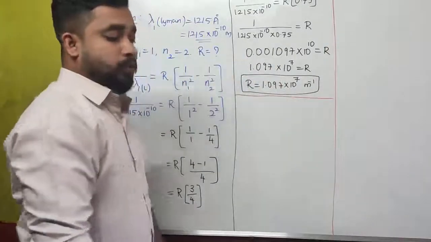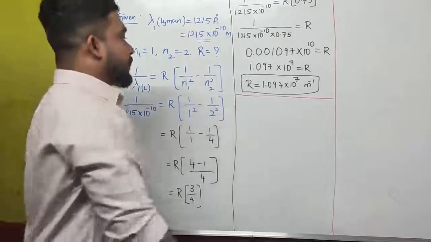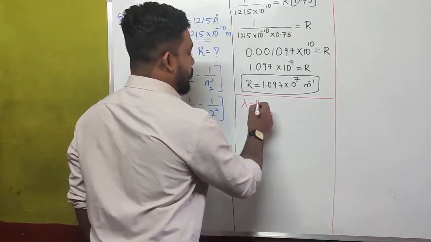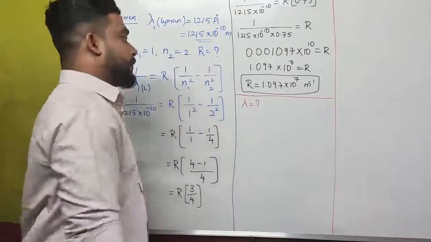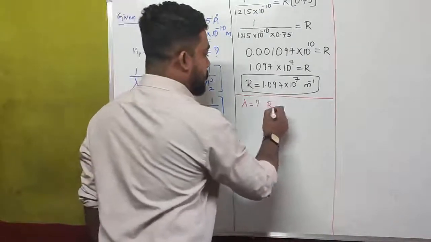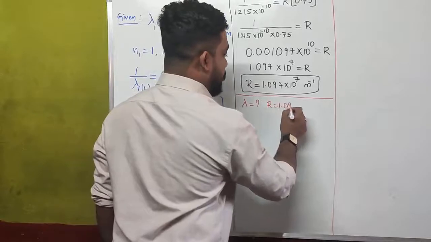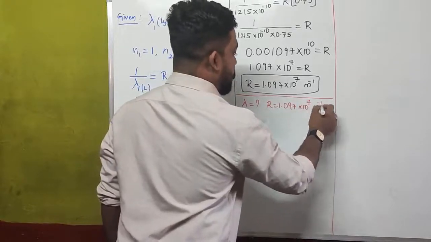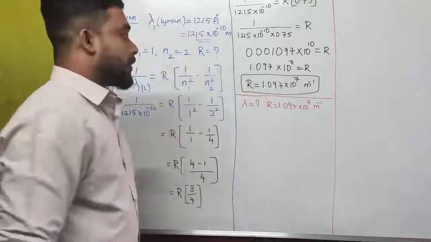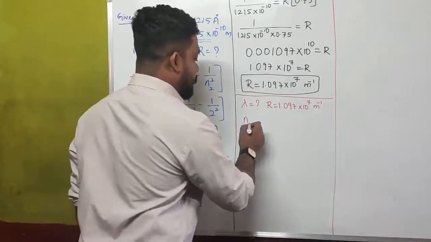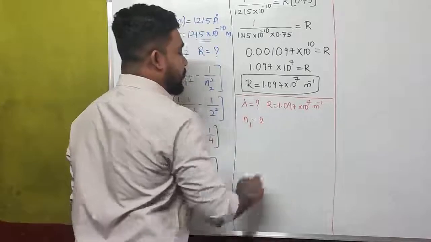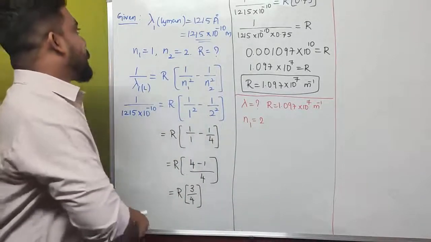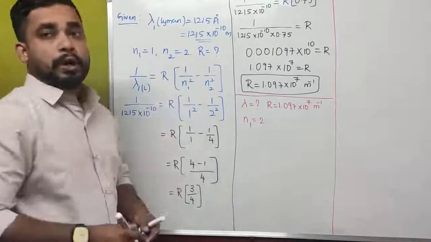Okay, for that, we have to consider the wavelength first. We don't know the wavelength, that is what we should find here, and we know the value of R. R is equal to 1.097 into 10 to the power of plus 7 per meter. What is the value of N1? N1 is equal to 2 in the case of a Balmer series. But in the case of Lyman series, N1 is equal to 1.